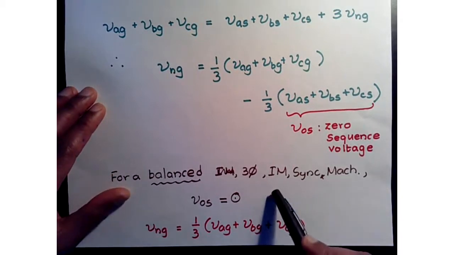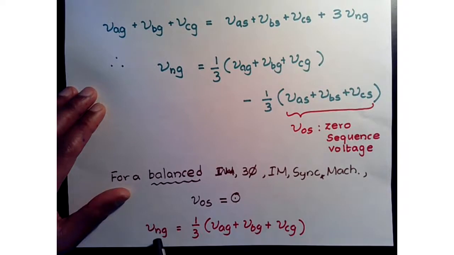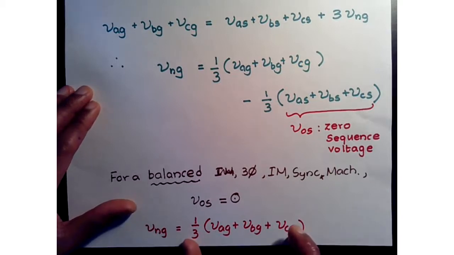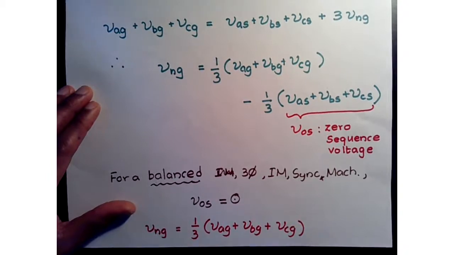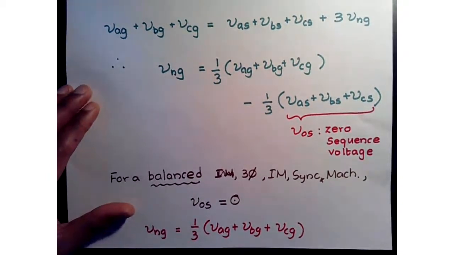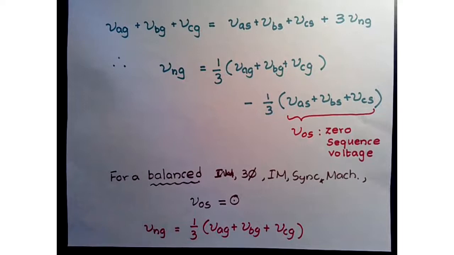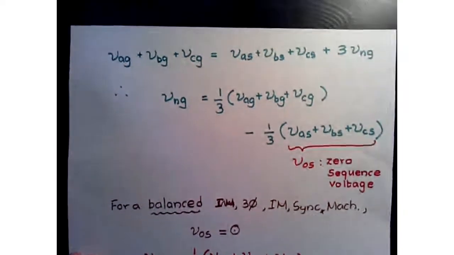Which means our VNG, the neutral to ground voltage, ends up being 1/3 of VAG plus VBG plus VCG. So we have an idea of what that neutral to ground voltage is going to look like. Is it 0? No, we don't know that yet, right? So we know that we can come up with this relationship.